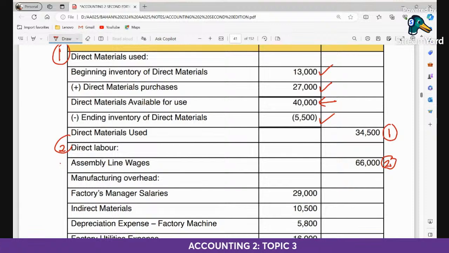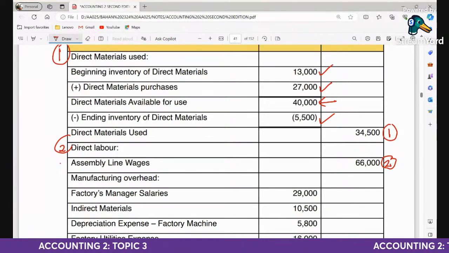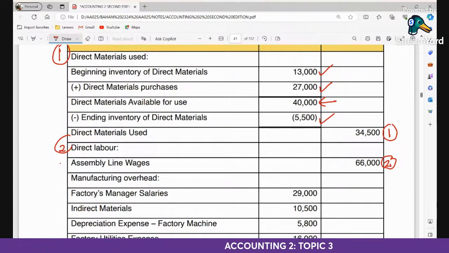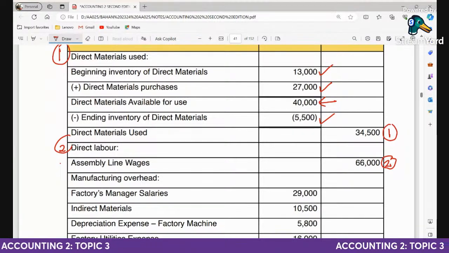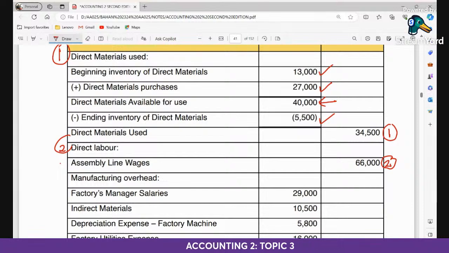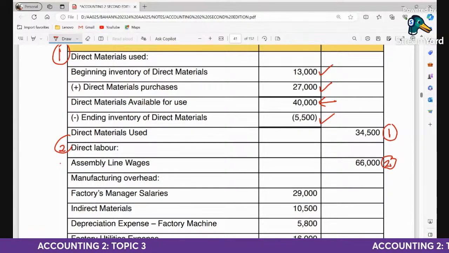But if the question gives hospital benefit for direct labor, then overtime for direct labor, bonus for direct labor, anything related to direct labor, you will add it together at item 2. That means your direct labor is not just one item, it's going to be more than one. Okay, depends on the question given.